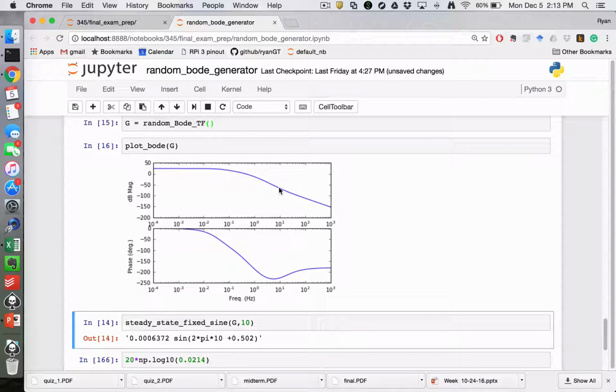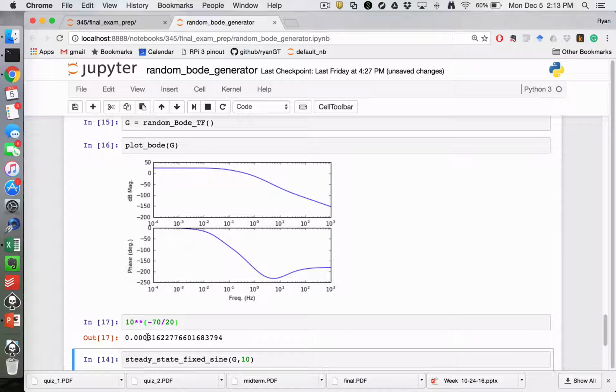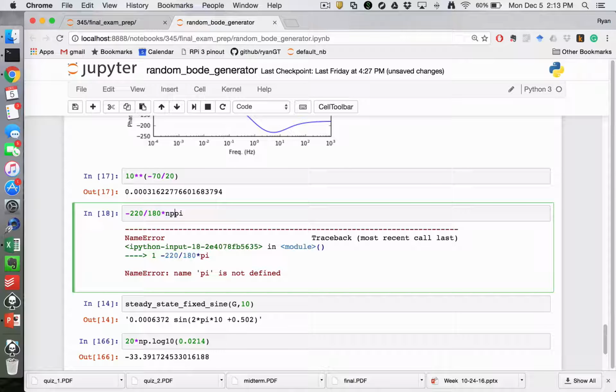for example, I can pick off a magnitude and I can pick off a phase, and it looks like at 10 hertz, I'm in the negative 60-ish, negative 70 dB. So my magnitude, let me remind myself how I do that, 10 to the negative 70 divided by 20, I think I'm going to have a magnitude in the neighborhood of 0.0003, and my phase will be, well, it looks like negative 220 degrees, which I could convert to radians, although I forgot to put np.pi.